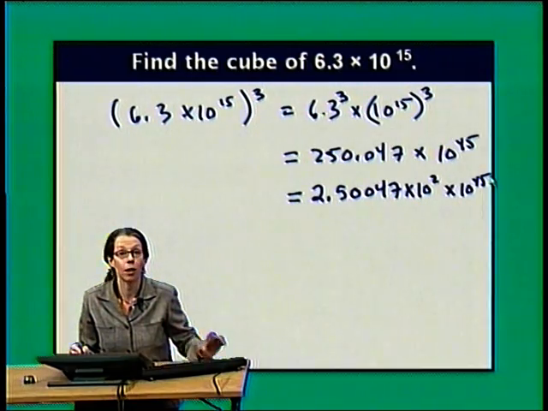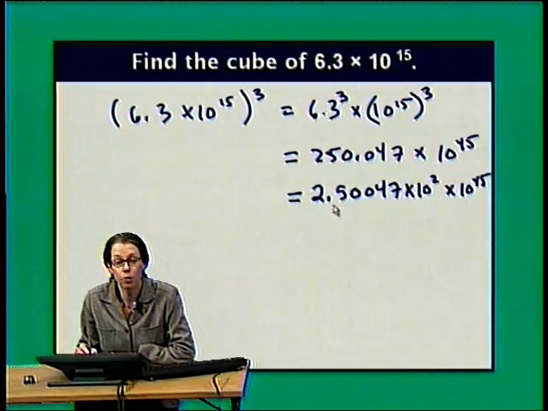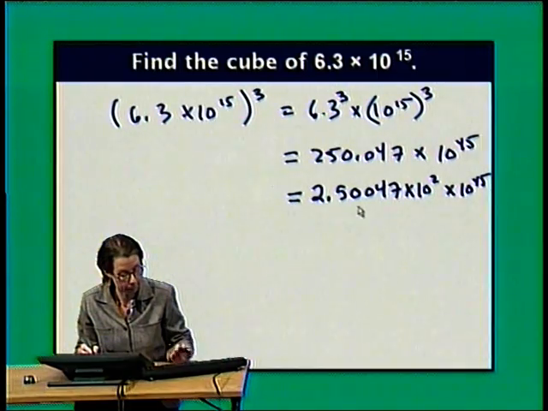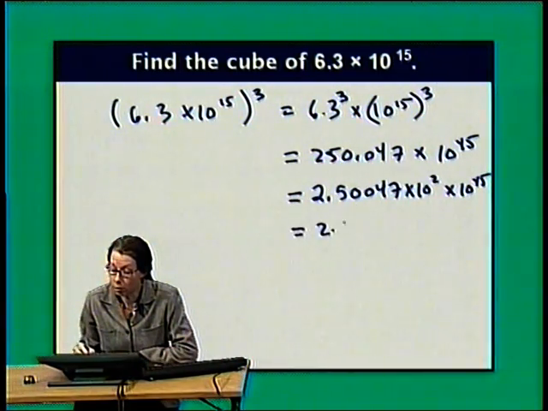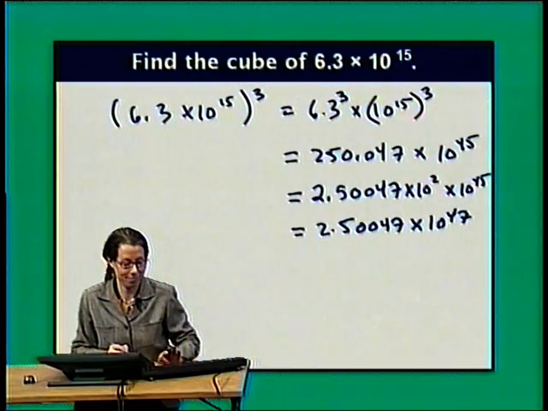Let me remind you where I got the 10 to the second power. The decimal point here between the 2 and the 5 needs to move over 2 digits to get the 250.047. And finally, the last step's kind of straightforward. I'm just going to multiply those powers of 10, and that's the easy part of this problem.